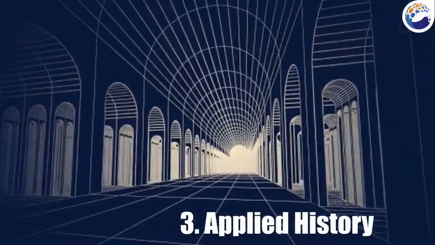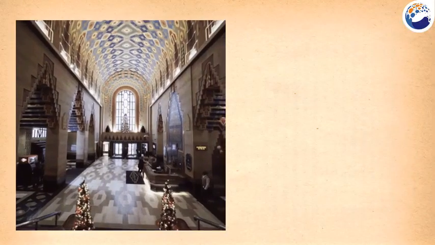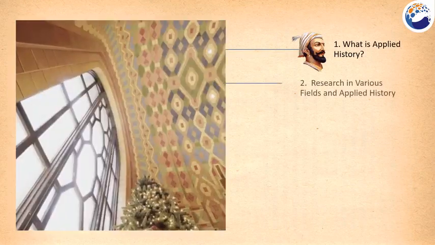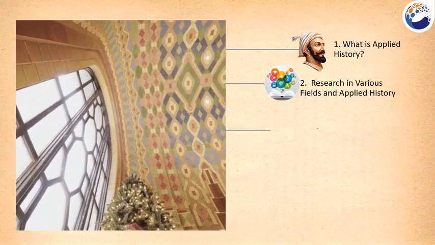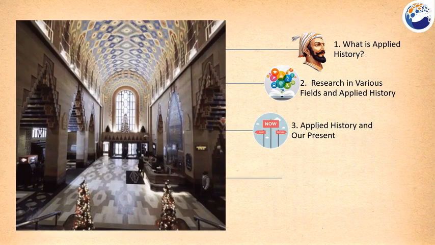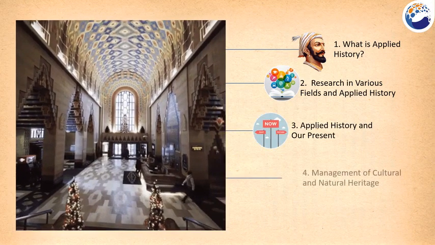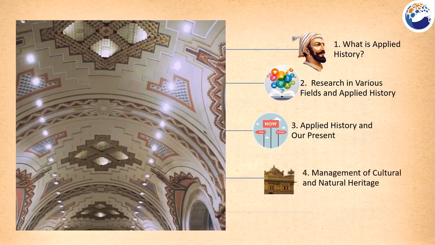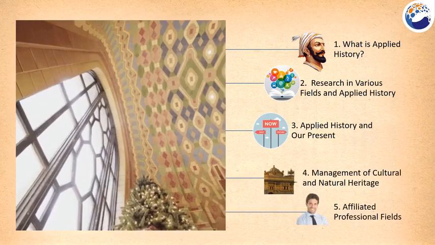Applied history. In this chapter, we will understand: 1. What is applied history? 2. Research in various fields and applied history. 3. Applied history and our present. 4. Management of cultural and natural heritage. 5. Affiliated professional fields.